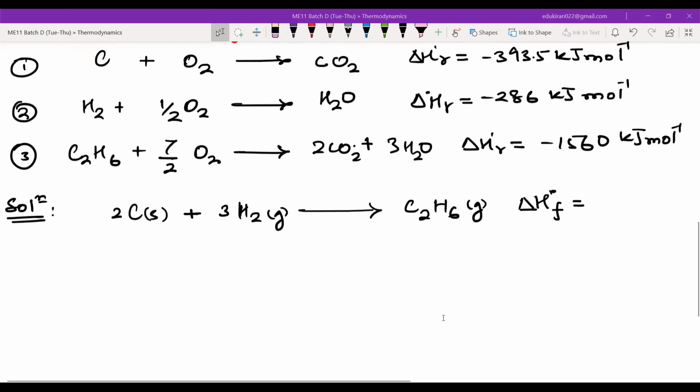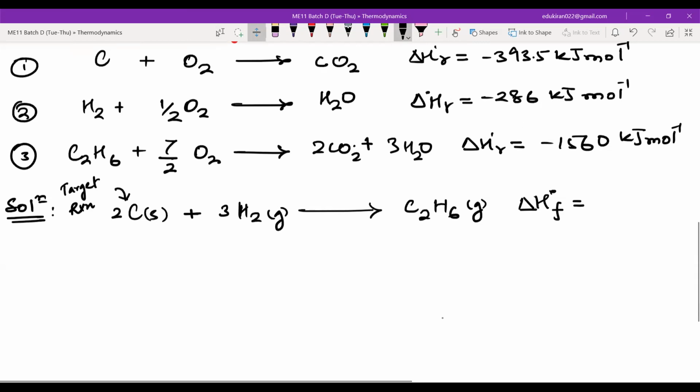Okay. So all of you have written this reaction, and this is what we are going to call the target reaction. What reaction, guys? Target reaction, because we have to move towards this reaction. Now we have 3 reactions that have been given to us. We have to arrange these 3 reactions in order to get the target reaction. I have numbered them 1, 2, and 3.